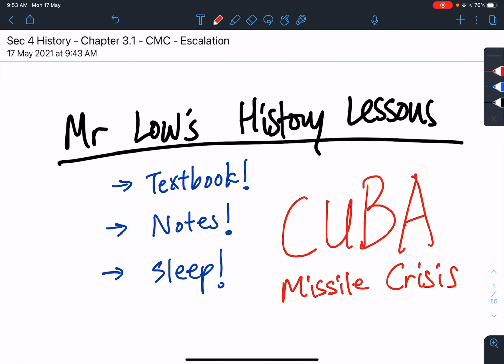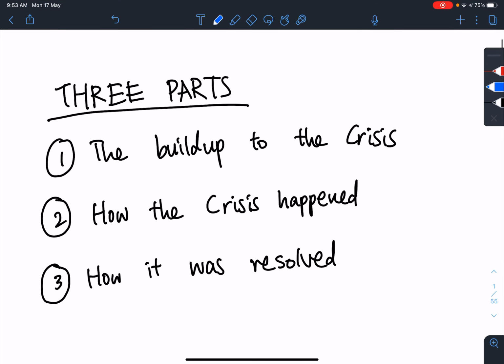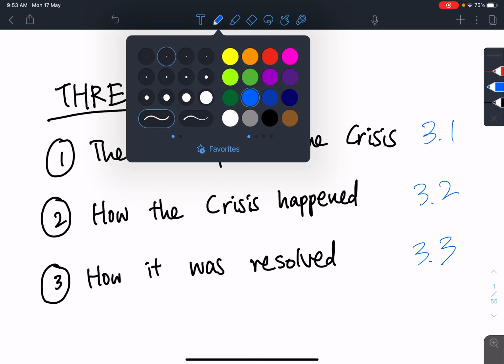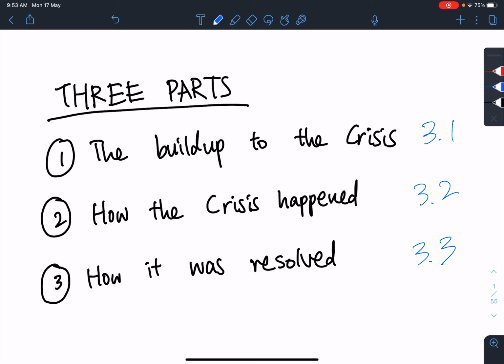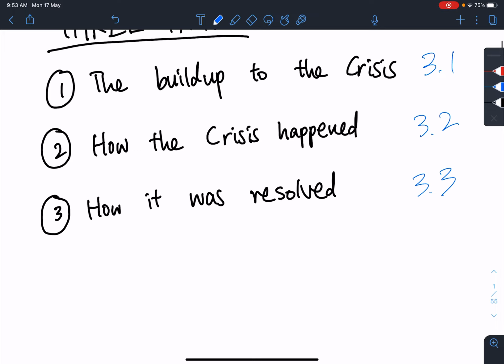Okay, now how is this chapter organized? It is organized into three main parts. In your textbook, this is 3.1, this is 3.2, this is 3.3, and I have worded it in something digestible for you. So we're going to first look at what is the build-up, how it happened, and then, of course, how is the crisis resolved. Okay, so for this one, this lecture is the very first introduction, so it'll be a broad overview, so you have an understanding of how the story is proceeding. Okay, without further ado, let us begin.